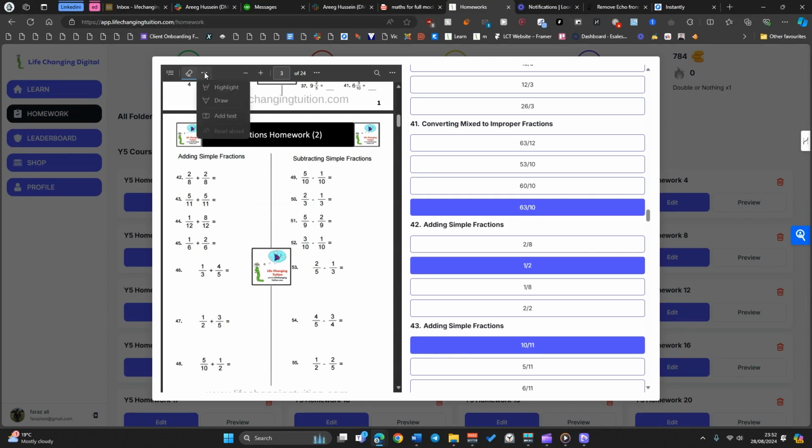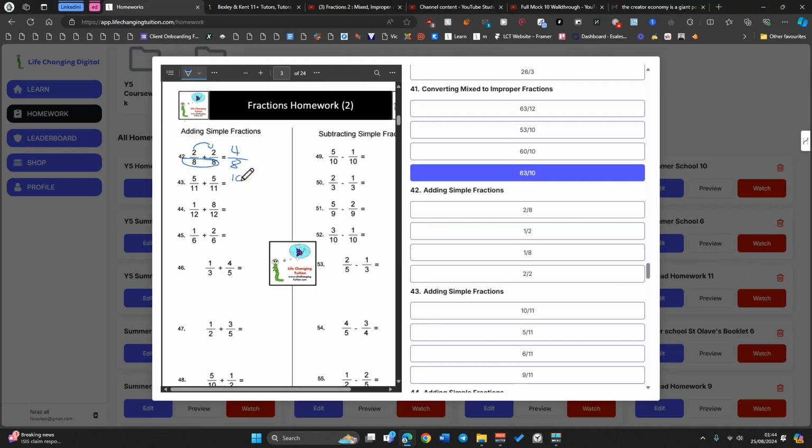So question 42. The denominators are the same, so you can keep them the same. 8 stays at the bottom. 2 plus 2 is 4. And now you've got 4 over 8. And to simplify it, we can just divide the top and the bottom both by 4. That'll give us 1/2. So the answer here is 1/2.